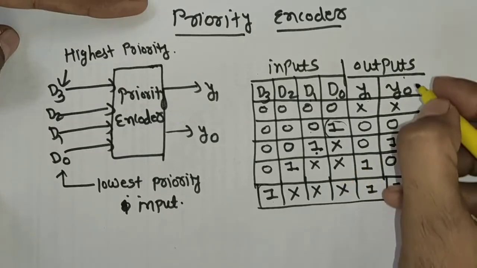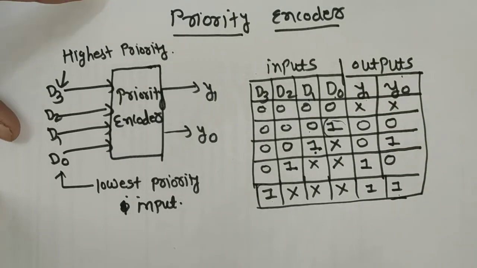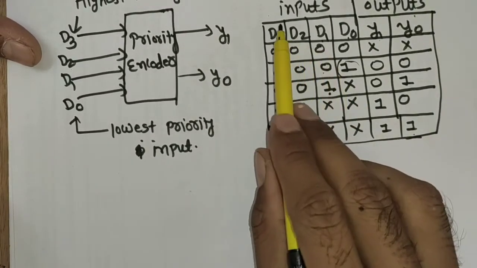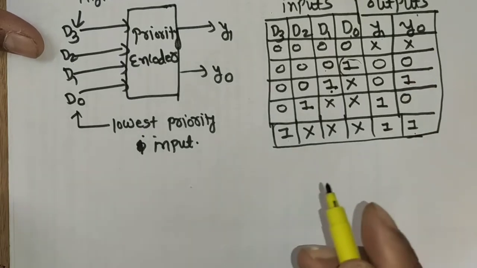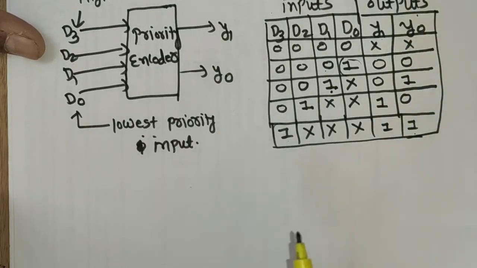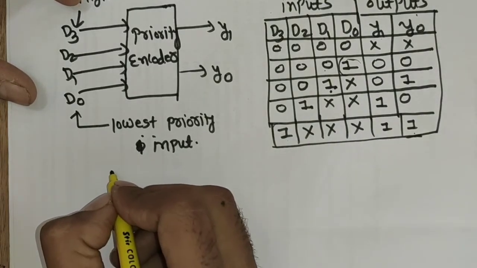So now using this truth table, we can design the K-map and find out the characteristic equation, and then using this characteristic equation we can design the circuit diagram of the priority encoder. How many input variables are given? 1, 2, 3 and 4. We can design the 4 variable K-map for this output y1 as well as y0. So first is the equation of y0.